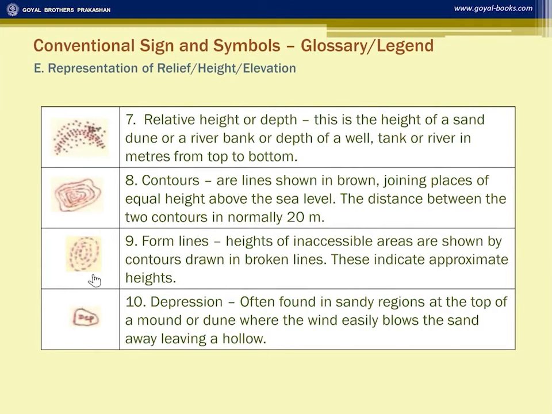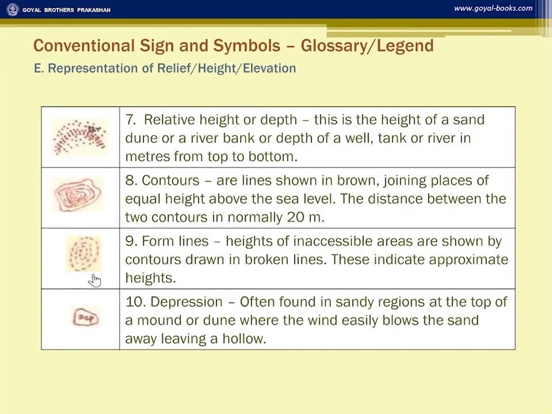Form lines are the broken lines which are drawn in place of contours for the area which is inaccessible, where we are unable to do the survey. We show approximate height above sea level, and they join the places which we think would have the same height above sea level.